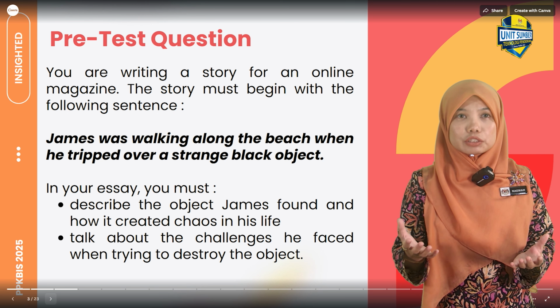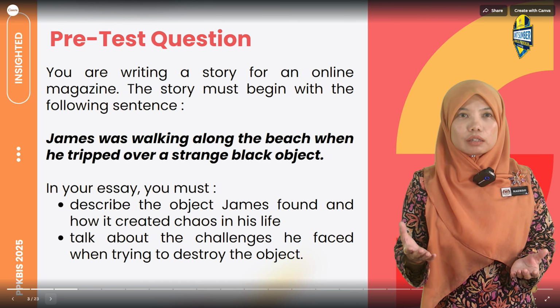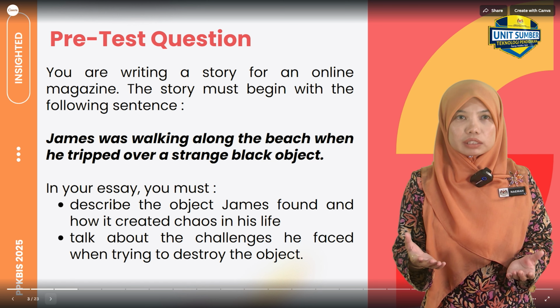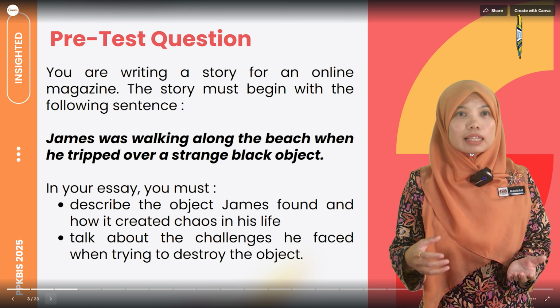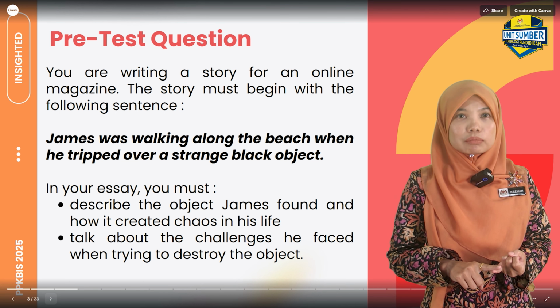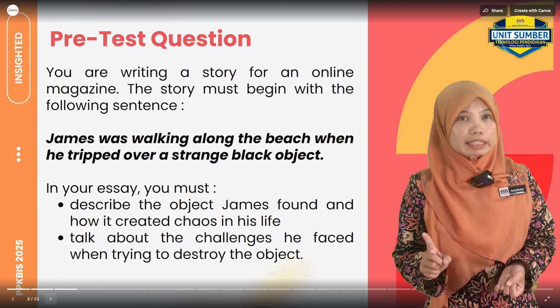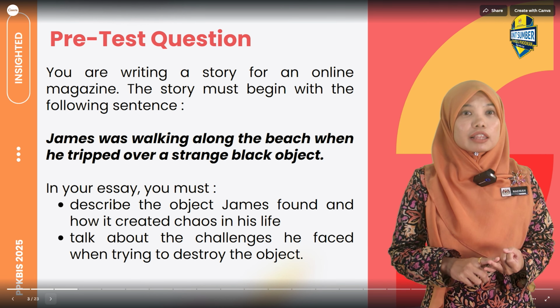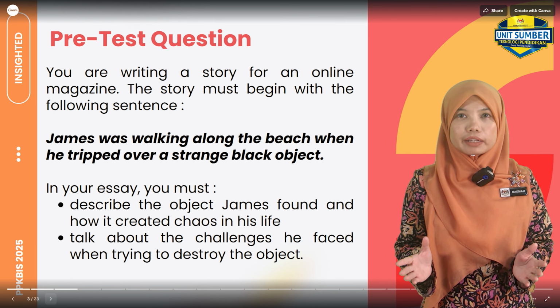They have to write a story which begins with, James was walking along the beach when he tripped over a strange black object. In this essay, they have to first describe the object James found and how it created chaos in his life. Next, they have to talk about the challenges he faced when trying to destroy the object.